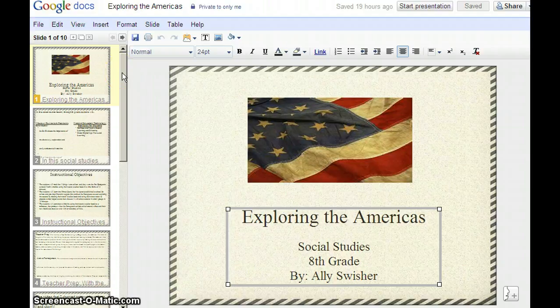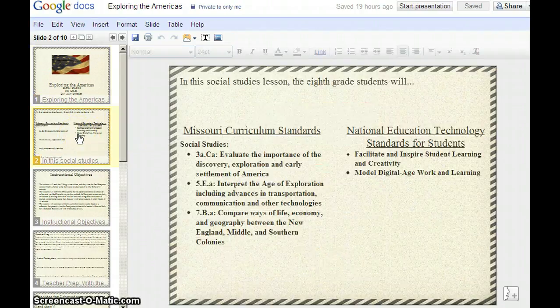assignment. As you will see, my beginning page here, I have the title, the content area, and my grade level, and I've added a beautiful picture of the American flag. As we go over to our next slide, it states the Missouri curriculum standards.